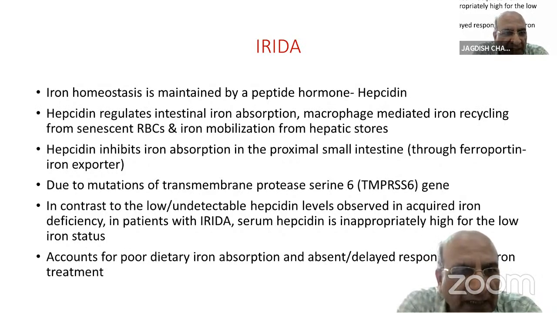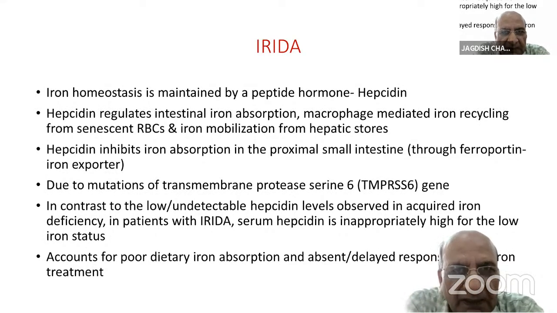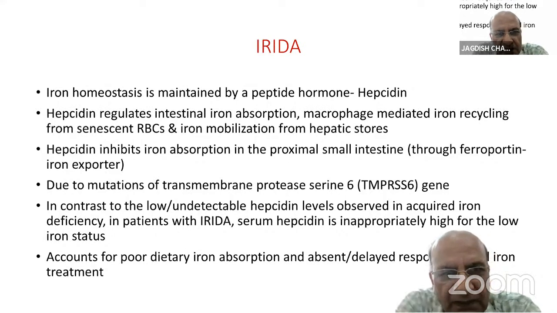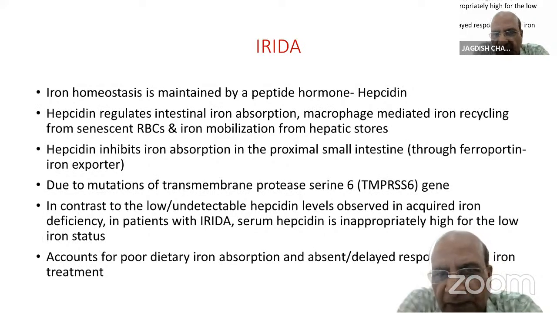And in the intestines, what hepcidin does is that it inhibits iron absorption in the proximal small intestine through the ferroportin iron exporter. And due to mutation in the transmembrane protease serine 6, TMPRSS6 gene, the hepcidin levels are not in line with what usually they are in iron deficiency. So in contrast to low or undetectable hepcidin levels observed in acquired iron deficiency, in patients with IRIDA, serum hepcidin is inappropriately high for the low iron status.